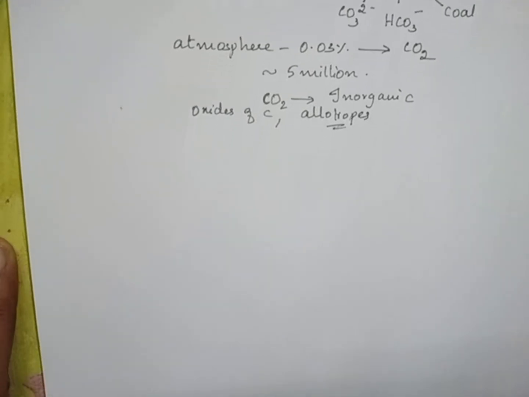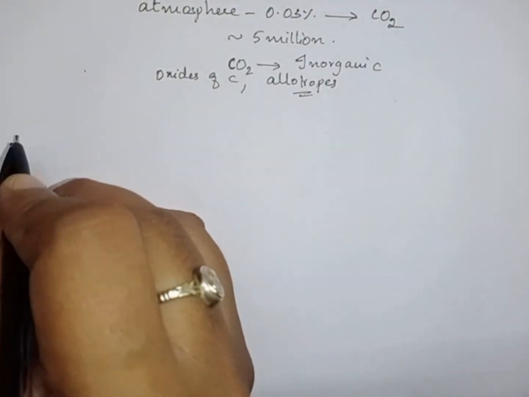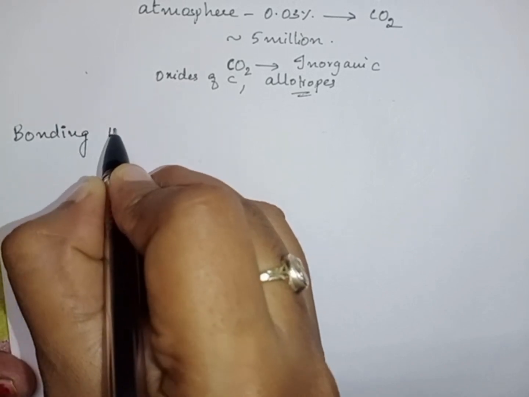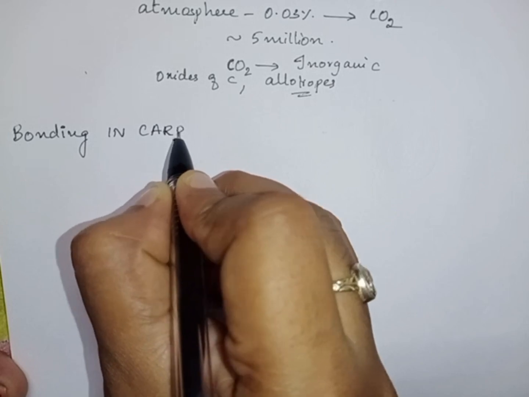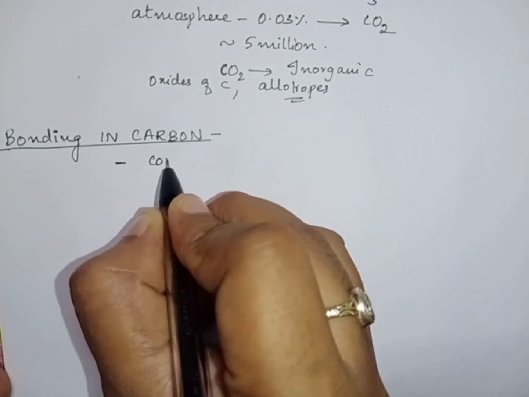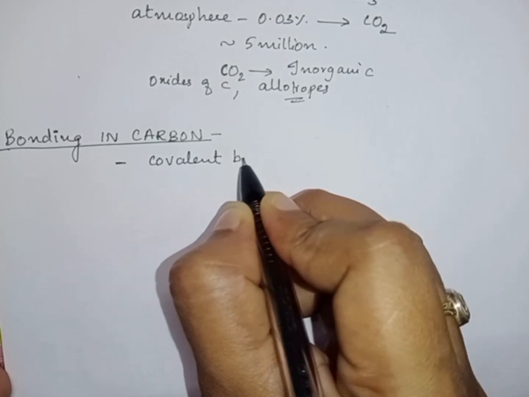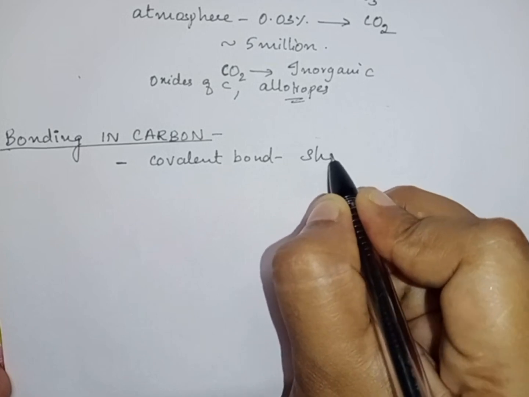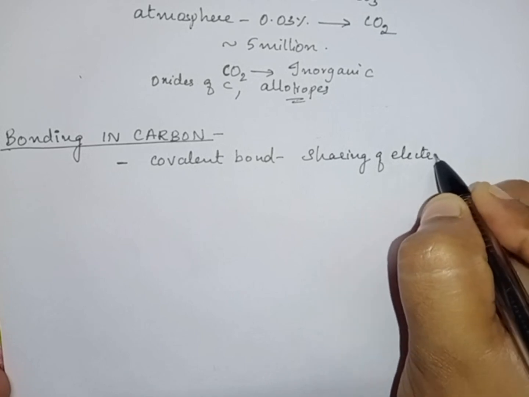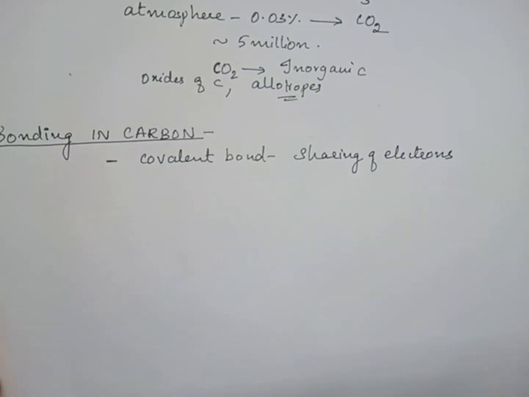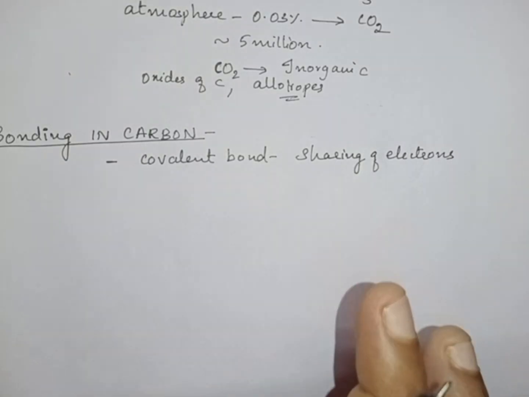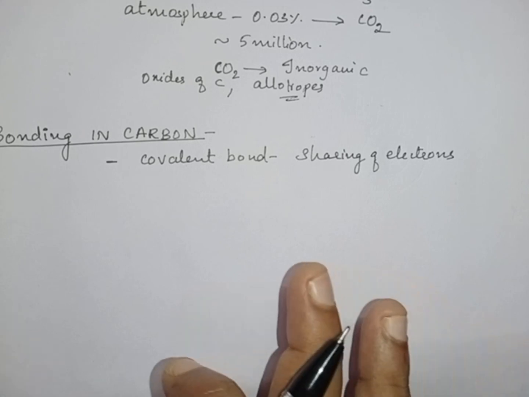Next, we'll study about the bonding pattern. How will be the bonding in carbon? Coming to the carbon bonding, carbon will form covalent bond. What is covalent bond? It is the sharing of electrons between the bonding atoms. Such type of bonding, we call it covalent bonding.